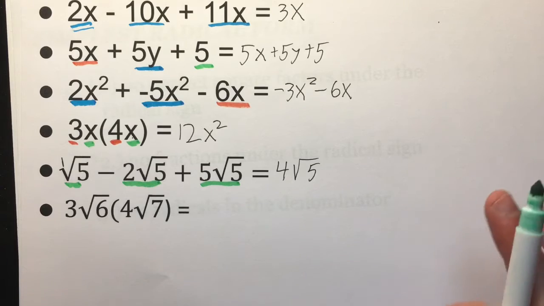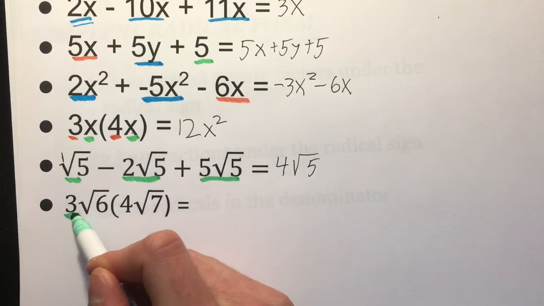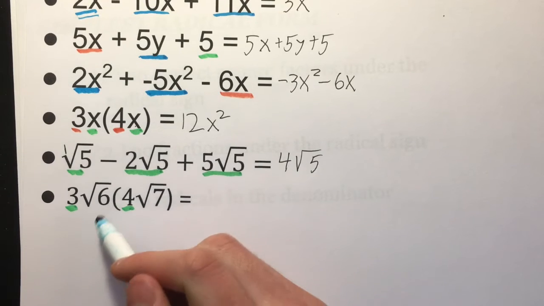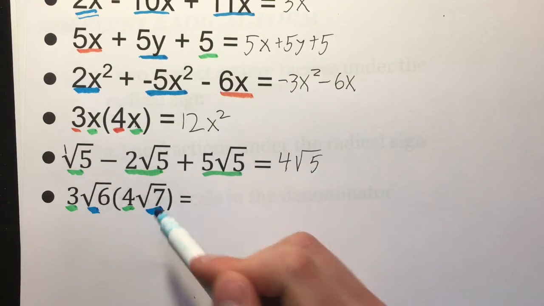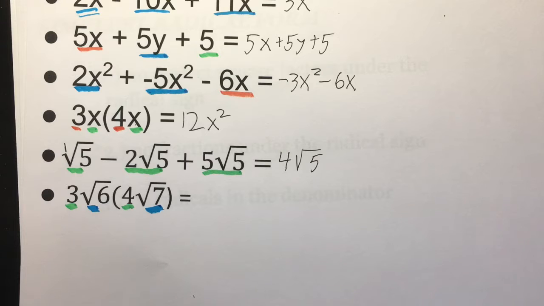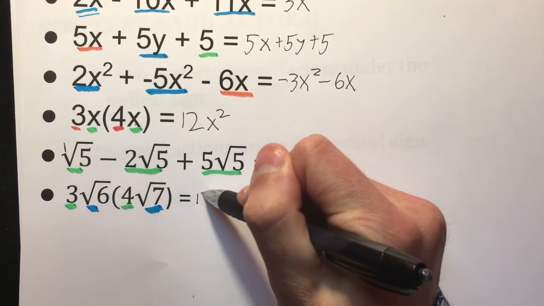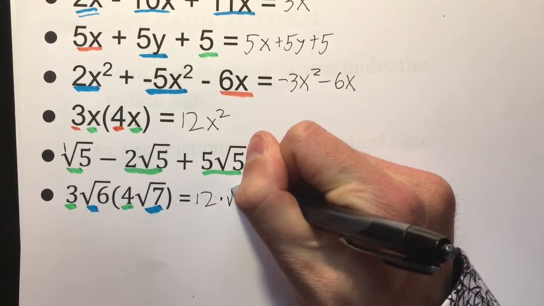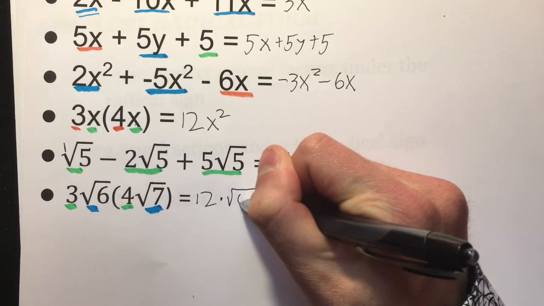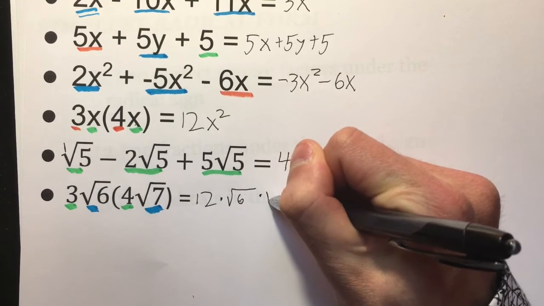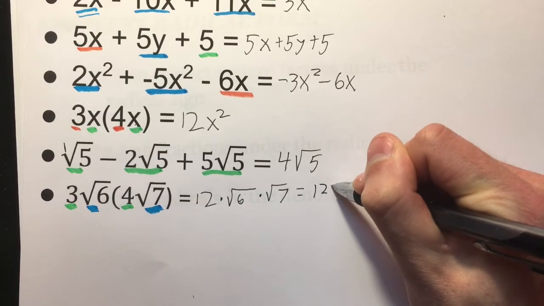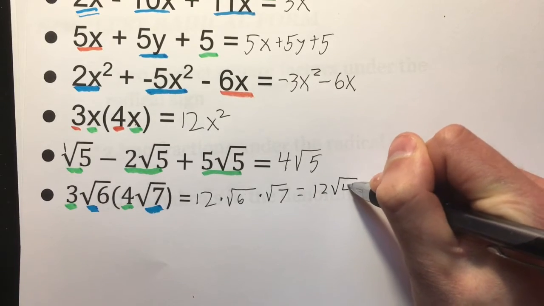And then if we were to multiply these, we could multiply 3 and 4 because those are integers, and then root 6 times root 7 because those are both radicals. We will multiply those. So 3 times 4 is 12. Root 6 times root 7 is going to give us 12 times root 42.